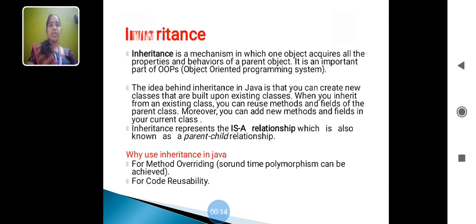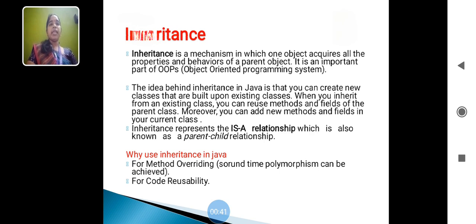Now we will discuss Unit 3 in the Java programming language. First we will discuss inheritance. Inheritance is a mechanism in which one object acquires all the properties and behaviors of a parent object. It is an important part of the OOPS concept. We already discussed inheritance in the basic OOPS concepts. Inheritance means inheriting the properties from a base class to a derived class.